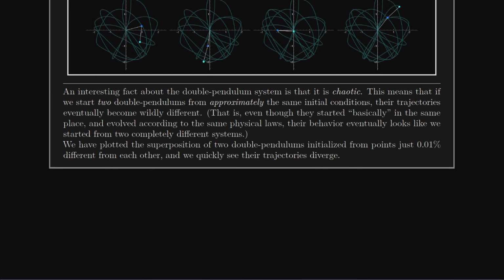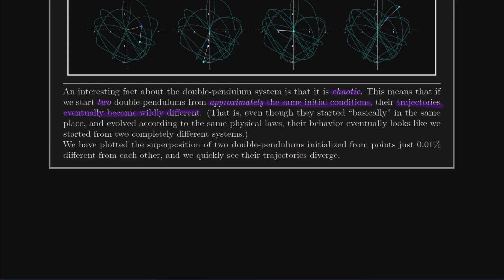But what's even more interesting about the double pendulum is that it satisfies this one mathematical definition, and even physics uses this definition too, of chaotic. And what does it mean to be chaotic? It means if we start two double pendulums from approximately the same initial conditions, so you can imagine if I tried to start them in the same place twice in a row or something, then the trajectories, so the outcomes, will eventually become wildly different.